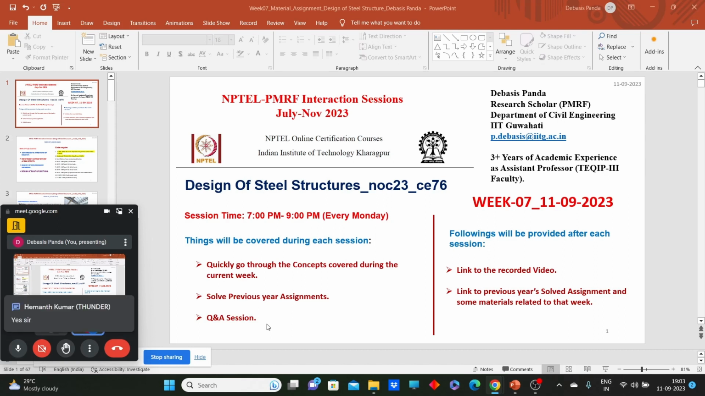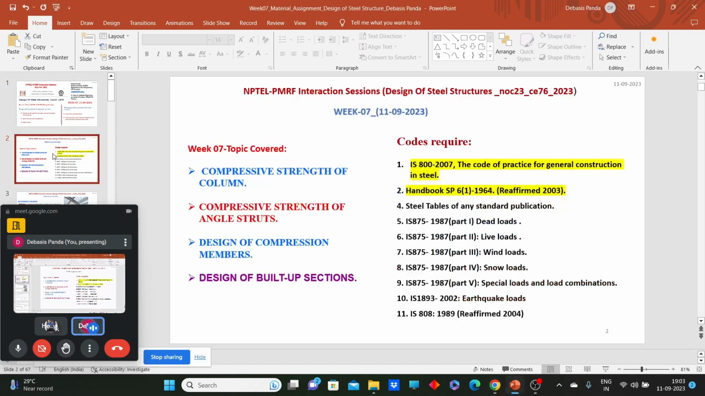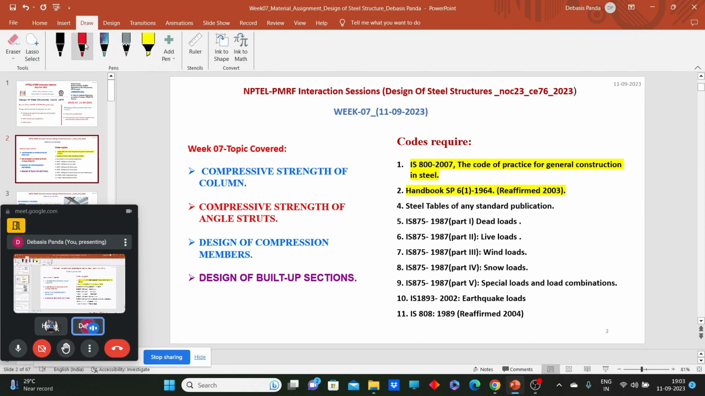Yes, okay. So today is the seventh introduction session on design of steel structure. So let's quickly start the session. In the last introduction session, we started learning about the compression member, where we specifically learned about the modes of failure of compression members. Then we learned how to calculate the design compressive strength.